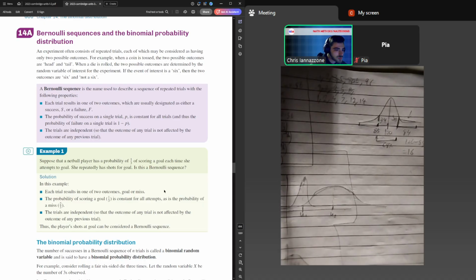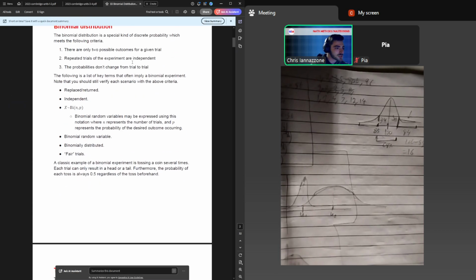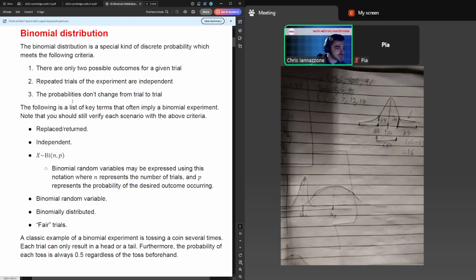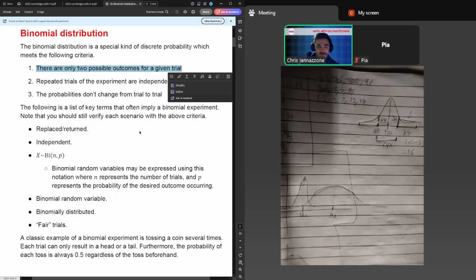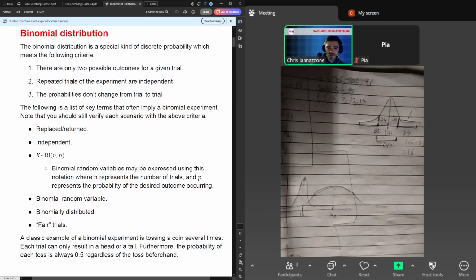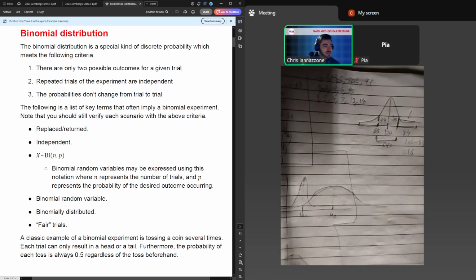Binomial. So what is binomial? Well, you have to essentially meet these 3 criteria. The one that matters the most as far as VCE is, do you have 2 possible outcomes for your scenario? If you think about the coin toss, for instance, you've got head or tail. That's binomial. You don't really ever have to think about criteria 2 and 3.